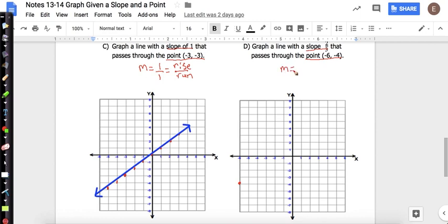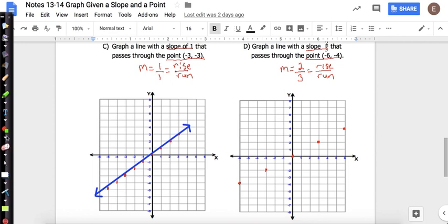So let's write the slope. M equals 2/3. My rise is the top number. My bottom is the run. So we're going to rise 2 and run 3. So up +2 over +3. Up +2 over +3. Up 2 over 3.